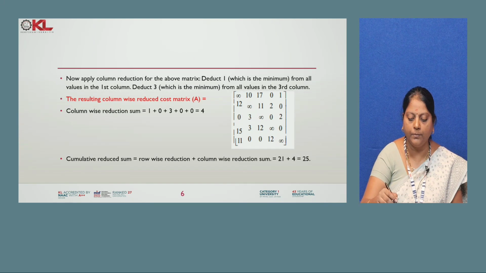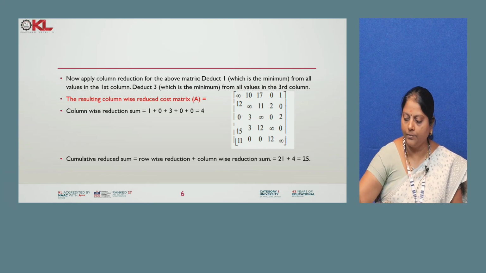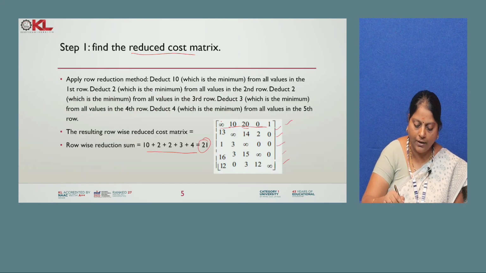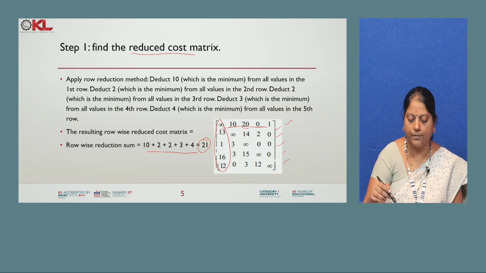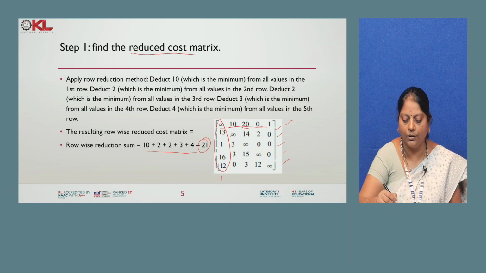Next, apply column-wise reduction. What is column-wise reduction? We have to examine each column for its minimum element. In the first column the minimum element is 1. In the second column there is a 0, so no need to reduce this column. In the third column the minimum element is 3, and in the fourth column 0 is there, and the fifth column also has 0.